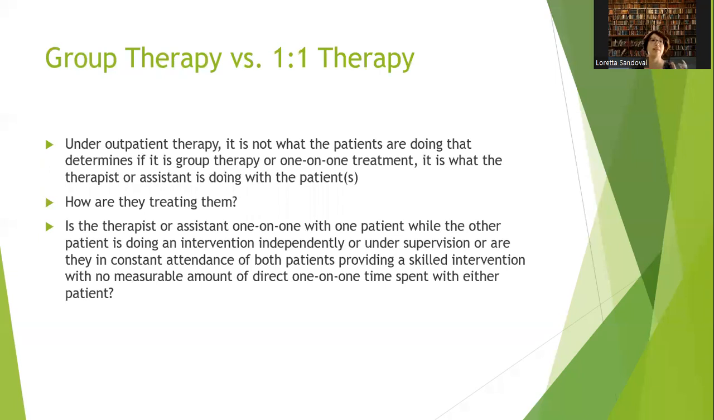Examples of group therapy: it's not what the patients are doing that determines whether or not it's group therapy or one-on-one treatment. It's what the therapist is doing with the patients. So how is the therapist treating the patients? Is the therapist or assistant one-on-one with one patient while the other patients are doing some sort of exercise or intervention independently or under supervision? Or are they in constant attendance of both patients providing a skilled intervention with no measurable amount of direct one-on-one time spent with either patient? So if you're doing one-on-one with one patient, you can't be doing group with the others. You have to be paying attention to all of them on some level. So sort of multitasking.